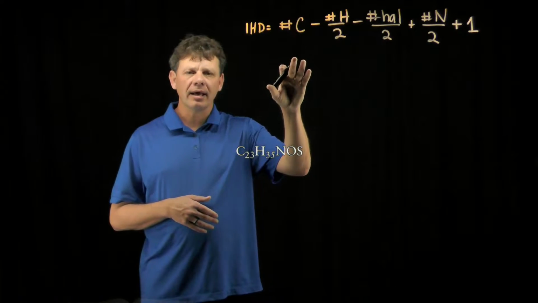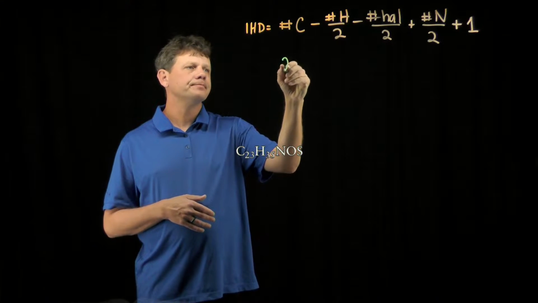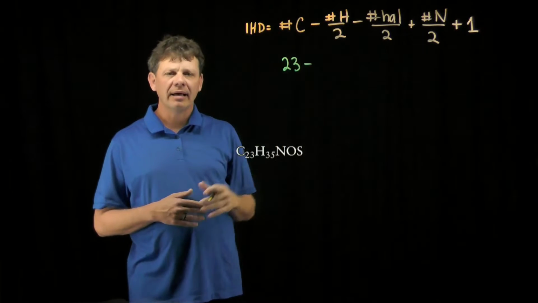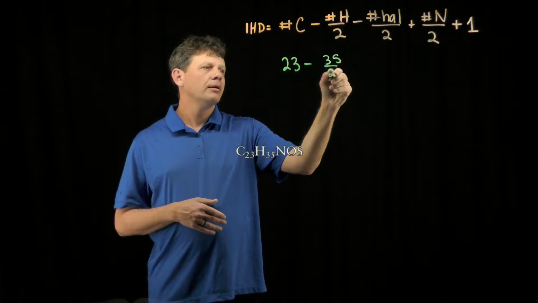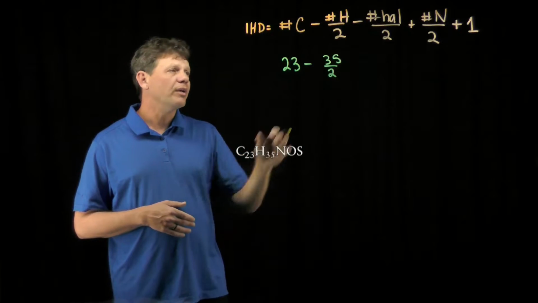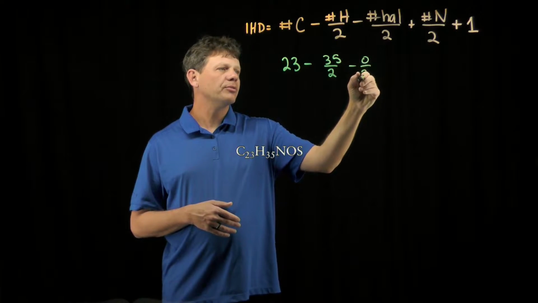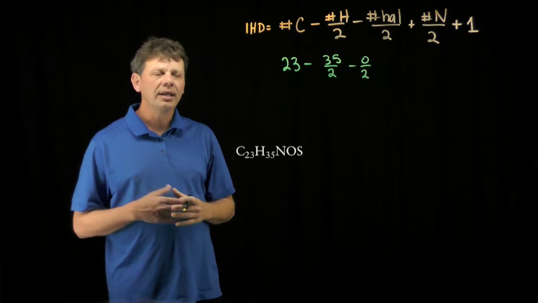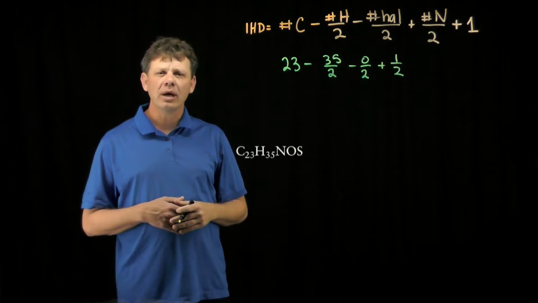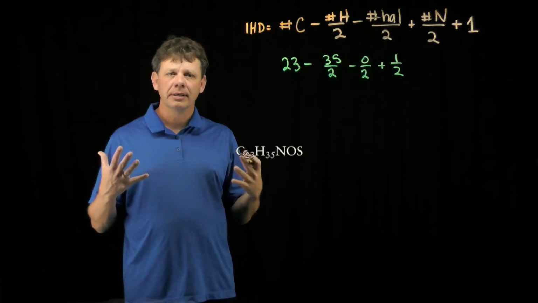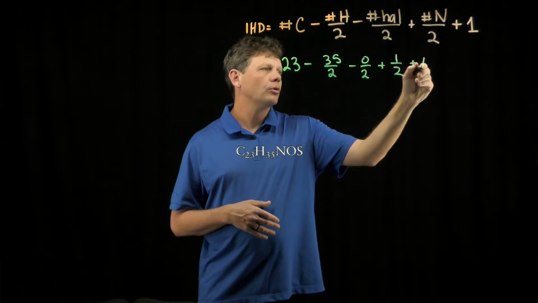So to start, we have 23 carbons. We have 35 hydrogens, so we're going to subtract 35 divided by 2. We have 0 halogens in the molecule, so 0 over 2. 1 nitrogen. There's nothing in the equation to account for the oxygen and the sulfur. That's okay. And we add 1.